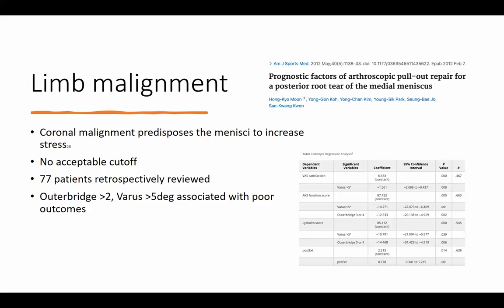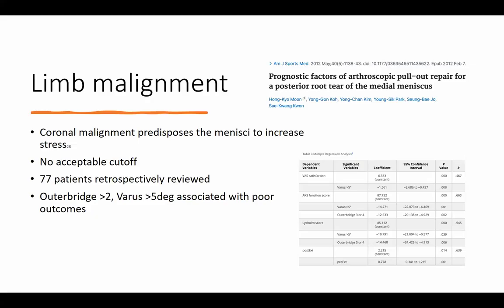There are no large-scale studies demonstrating the degree of coronal malalignment and failure rates for meniscal repair in the setting of simple patterns. Most of the data we have is extrapolated from the root repair population. Moon et al. demonstrated that greater than 5 degrees of varus in the knee was associated with both decreased satisfaction and lower AKS functional scores. Additionally, Outerbridge greater than 2 lesions were viewed as negative prognostic factors, as shown in the chart above.